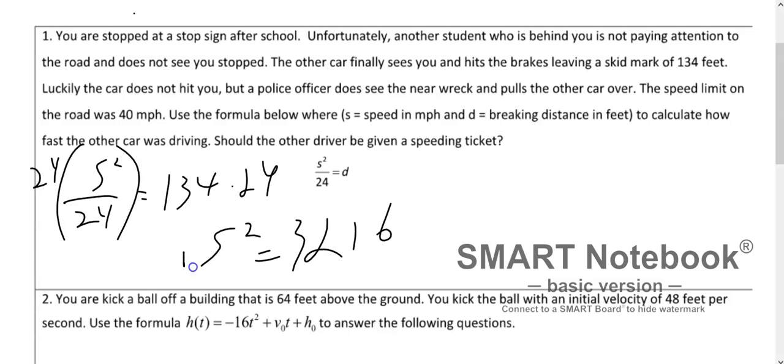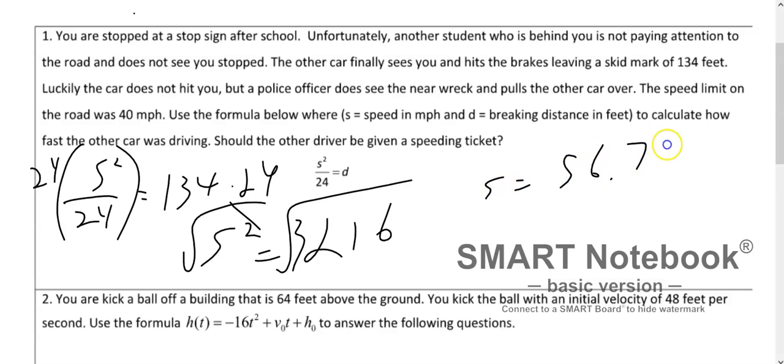To get rid of the square, we square root both sides. And then we just type in square root of 3216. And that means his speed was 56.70971 miles per hour. So yes, he should get a speeding ticket. He was going over 40.